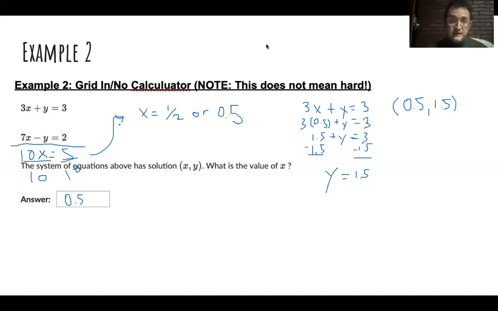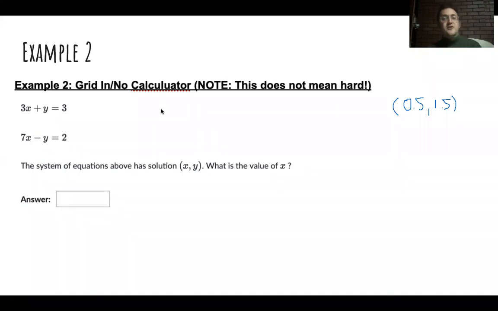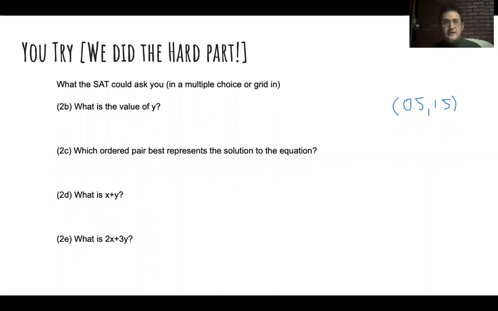Now, what the SAT is going to do is ask you to do things sometimes with the solutions that are a little bit goofy. But what they have you do is reason with your answers and apply the answers to what their question is asking. So we've already answered, what is the value of y? That's 1.5. We already answered, if it said, what is the ordered pair? Some people may forget what ordered pair means, but that just means XY coordinate. So that's the 0.5, comma 1.5. That's the XY coordinate.